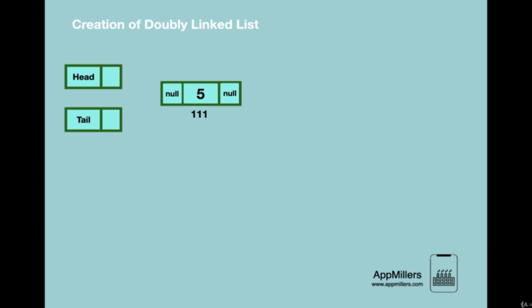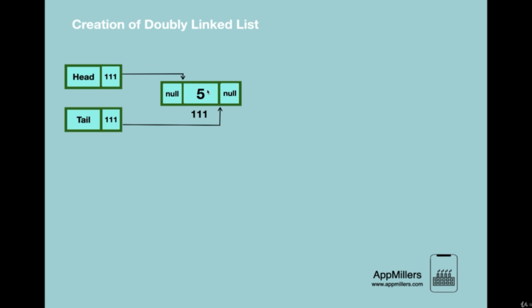So then we need to connect head and tail to this node. We know that the physical address of this node in the memory is 111, so we will set the head reference to 111. By setting this to 111, it creates a link between head and this node over here. Then the next step is we need to create a link between tail and this node. Once again, we will update the tail reference with the physical location of this node, which is 111. So by updating tail, we are creating a connection between tail and this node over here.